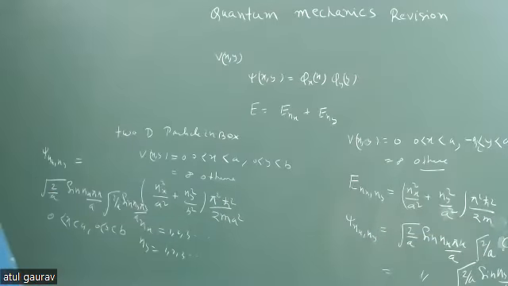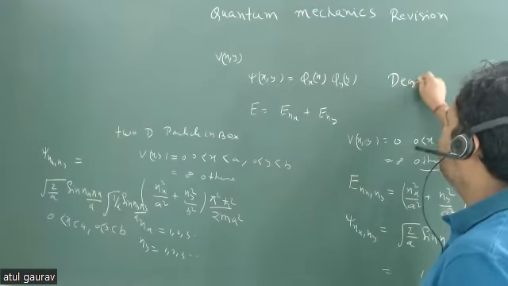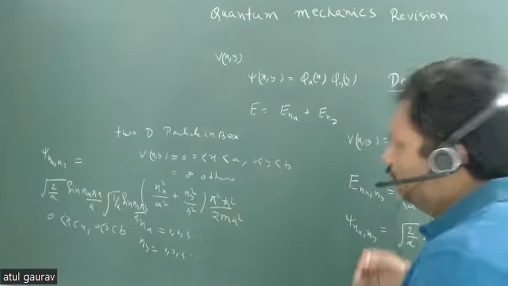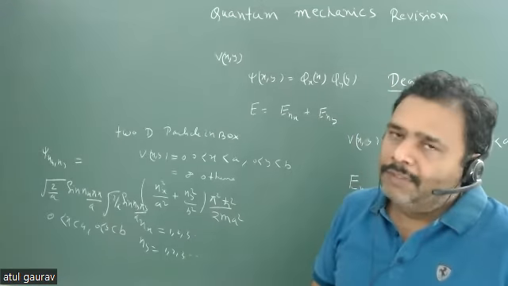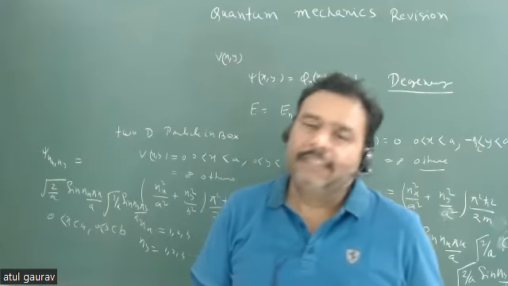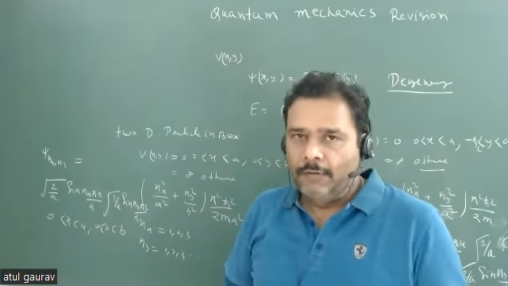Okay, so this is your whole thing. You have to work very nicely. And another thing you have to go for is degeneracy. You have to practice the degeneracy of each and every system, whether b is equal to a or b is not equal to a, when the accidental degeneracy will come into the picture and when the normal degeneracy will come into the picture.